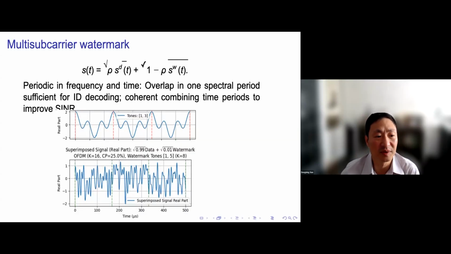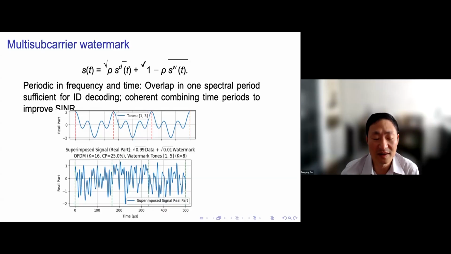Nonetheless, because the transmissions are periodic, we can still use coherent combining over time periods to improve the SINR of the watermark. Here is an illustration of one design that we have for the watermark, which is to add a little signal to some subcarriers in our OFDM transmission. Basically, let's say two additional tones, and on top of those there is some periodic signal that we keep transmitting.